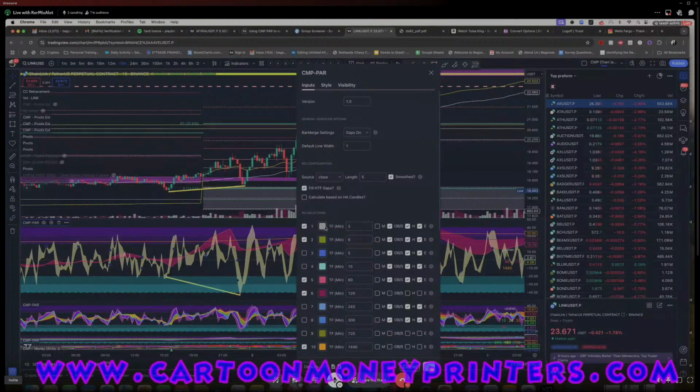White and yellow lines with the yellow ribbon in between, 3 and 9 minute. And then just simply the pink and the burgundy with 60 and 120. That's simply 1 and 2 hour. And like I said earlier, the orange is the 1440. That's the 24 hour. That's the daily.